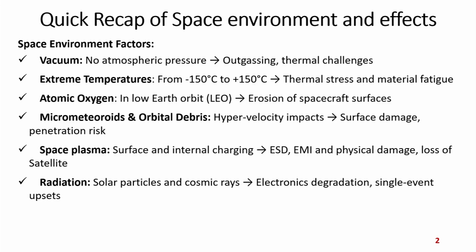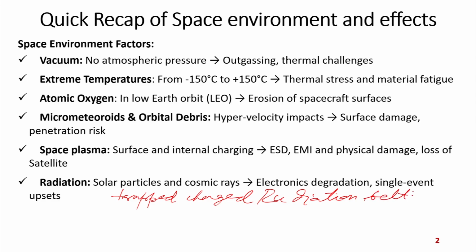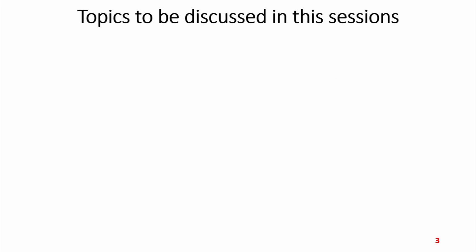And the last environment which we discussed was the radiation environment, where we have seen how solar particle events or cosmic rays as well as the trapped charged radiation belt, which means the Van Allen belt, affect spacecraft. So, all those things, and we have seen that there is degradation of the electronics, then single event upsets, all those things we have seen.